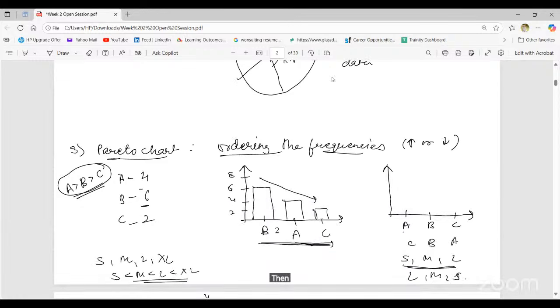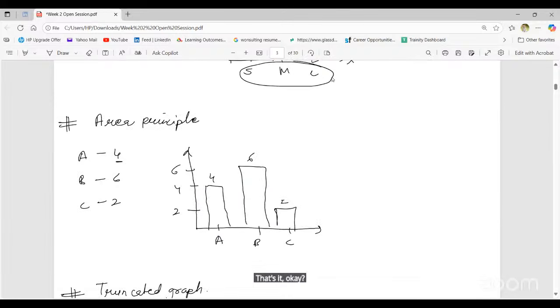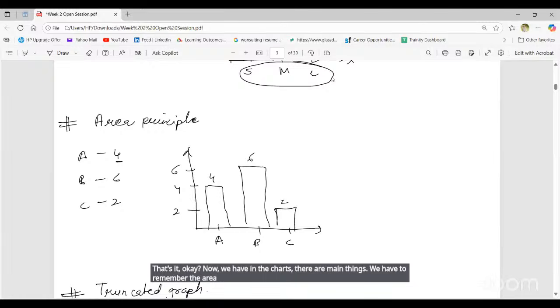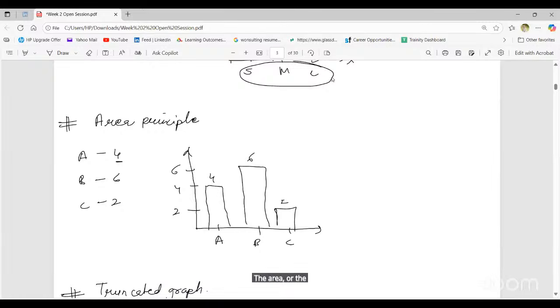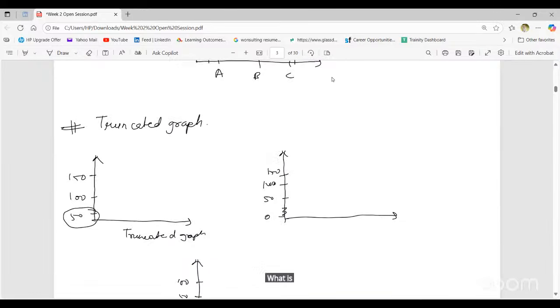Then comes the Pareto chart. What is the Pareto chart? It is a chart in which we are just sorting or ordering the frequencies. That's it. Now, in the charts, there are main things. We have to remember the area principle, which means the area of the bar should correspond to the data it represents. Then we have a truncated graph. What is a truncated graph? It is one in which the y-axis or the baseline is not starting at 0.